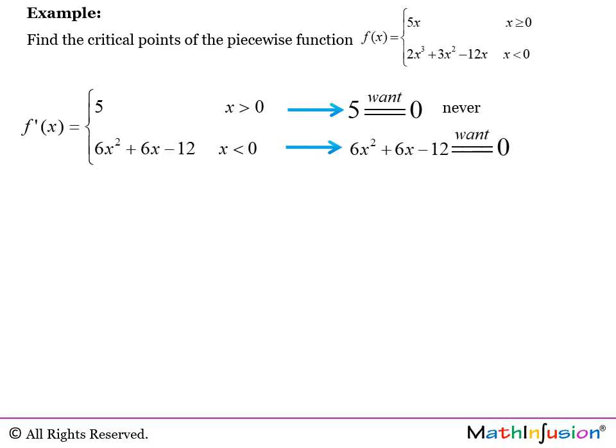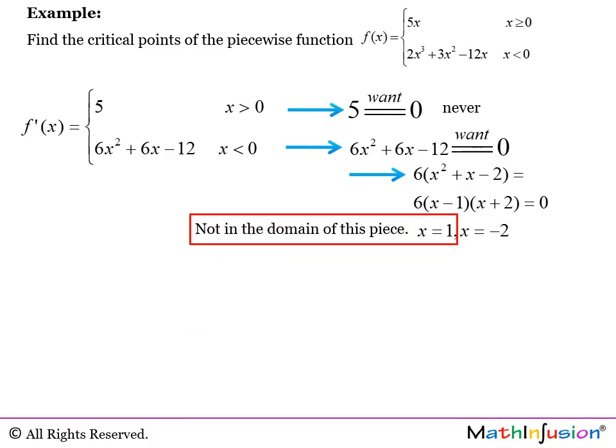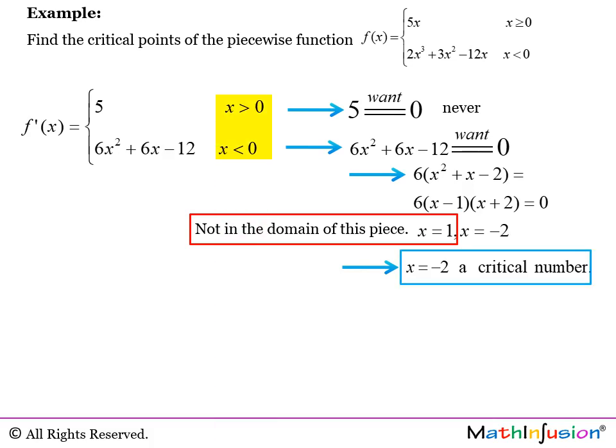okay, I have to solve that. So let's do the algebra, and we get two answers. We get x equals 1 and x equals -2. But if you look, the domain of this branch is that x is less than 0. So x equals 1 is not in the domain of this piece, and we have to take this one out of the picture. So we get that x equals -2 is a critical number of the easy type, the type for which the derivative is 0. But now we have to check if the function is differentiable at x equals 0.